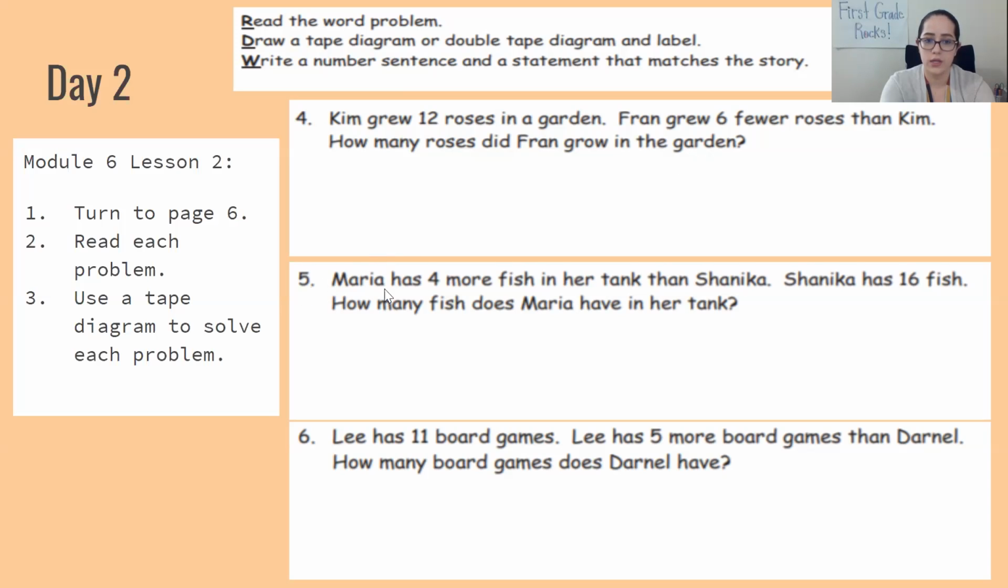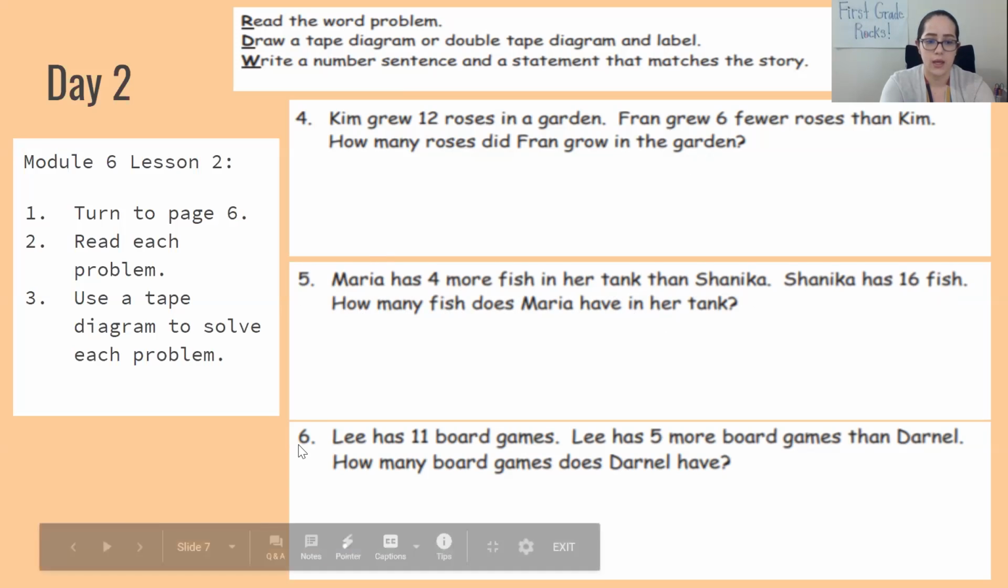Number 5, Maria has 4 more fish in her tank than Shanika. Shanika has 16 fish. How many fish does Maria have in her tank? And 6, Lee has 11 board games. Lee has 5 more board games than Darnell. How many board games does Darnell have?